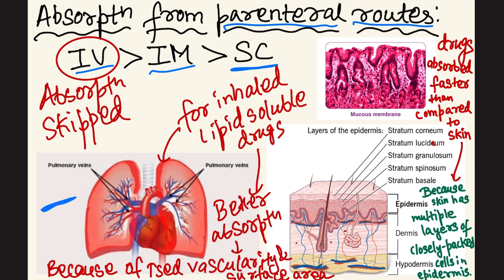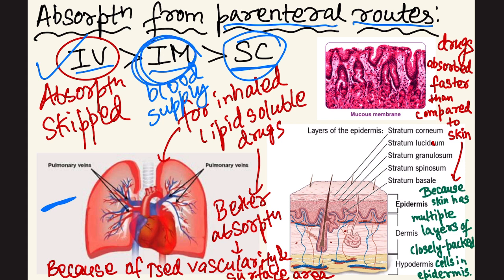inhalation route also. So in intravenous route of administration, since the drug directly enters into the systemic circulation, absorption is maximum. Actually the absorption process is only skipped, the drug directly enters into the systemic circulation. And in intramuscular route, the absorption will be comparatively less than the intravenous route, and the absorption will be even further less in case of subcutaneous route. This is because the muscles have comparatively high blood supply than the subcutaneous tissue. As a result, it will be absorbed faster from the intramuscular route than the subcutaneous route.